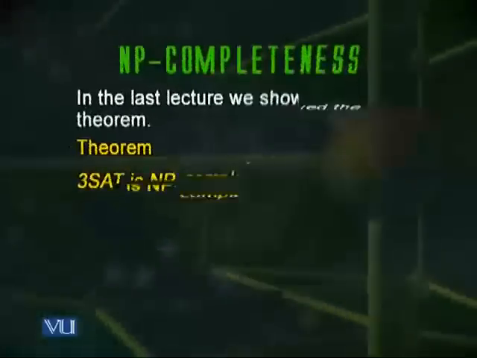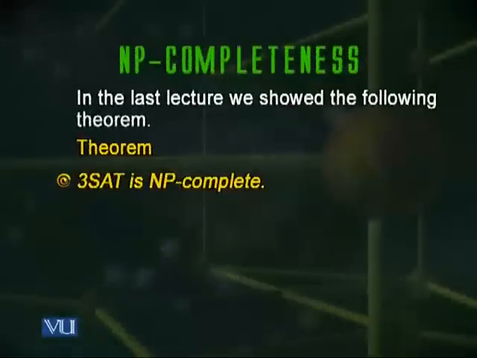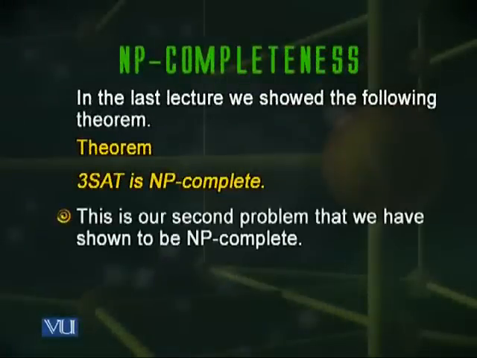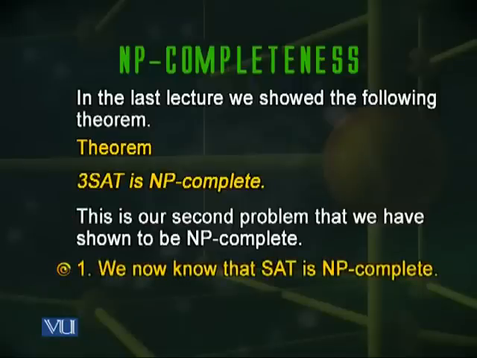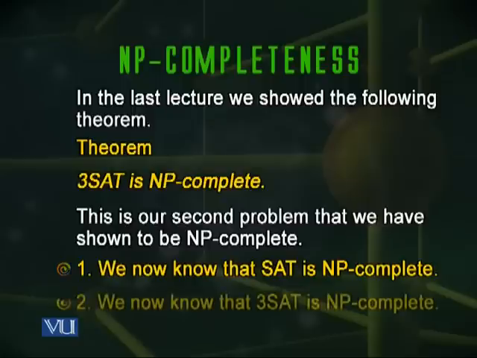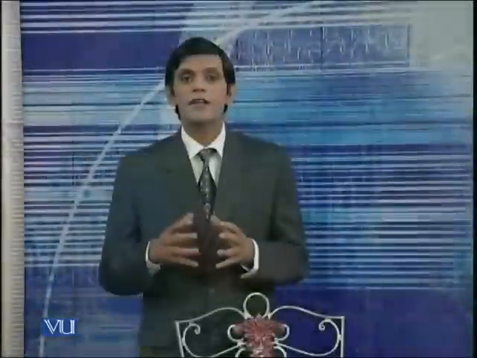So let's see what we have learned so far about NP complete problems. In the last lecture, we showed that 3 SAT is NP complete. This is our second problem that we have shown to be NP complete. Now we know, and we have seen a proof, that SAT is NP complete, which is essentially the Cook-Levin theorem. And the second fact we know now is that 3 SAT is NP complete. We proved it in the last lecture by reducing SAT to 3 SAT. So that's our current knowledge of NP completeness. We know of 2 problems which are NP complete. One of them is SAT and the other one is 3 SAT.